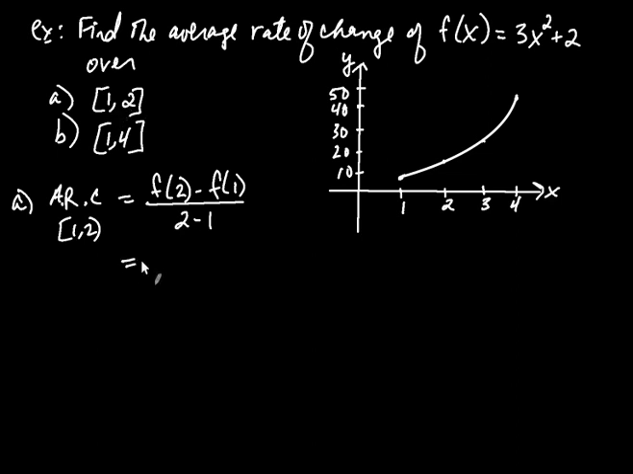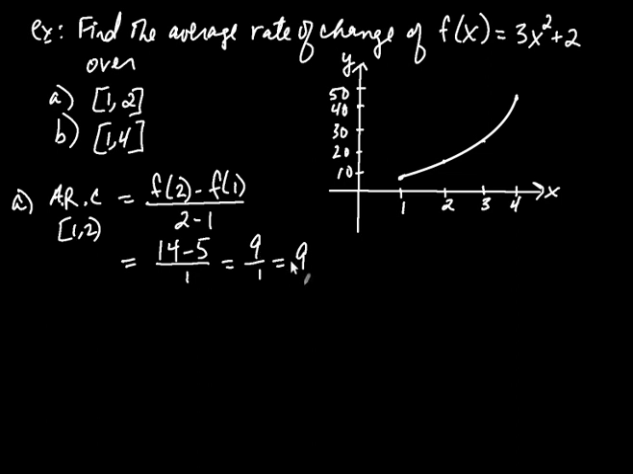So let's see, f of 2 is going to be, plug that in, and you get 14. And then you subtract off f at 1, and you plug that in, and you get 5. And then we're dividing by 2 take away 1, which is 1, and that's equal to 9 over 1, which is 9. What that's telling you is that, on average, between the interval 1 and 2, every time you go to the right 1, you go up 9.